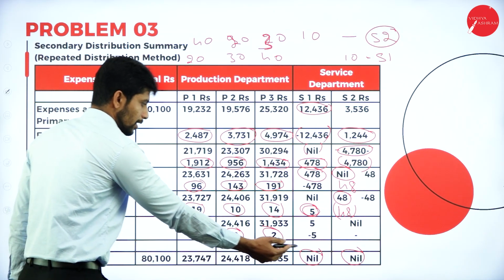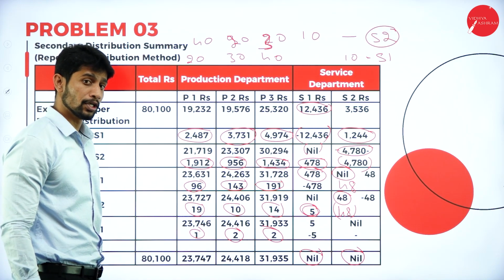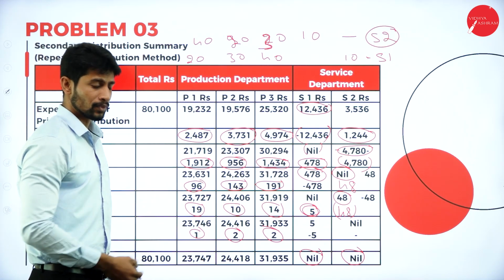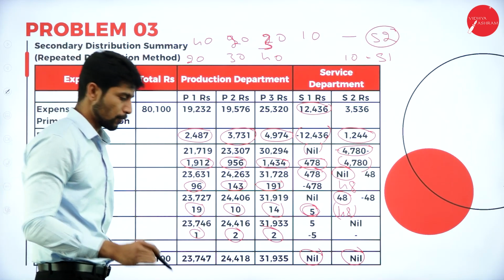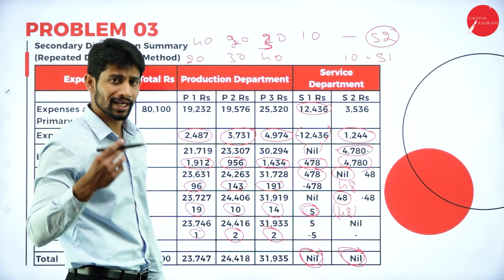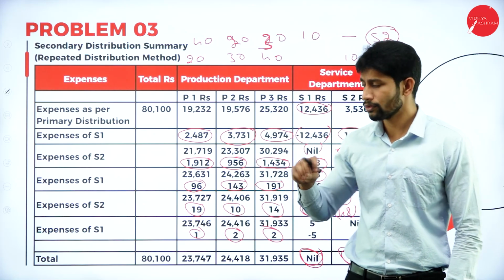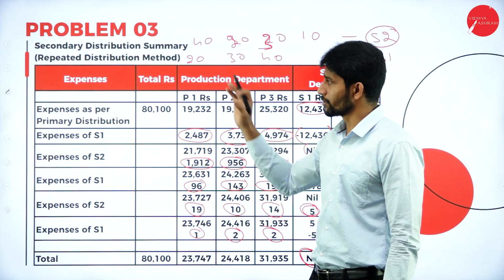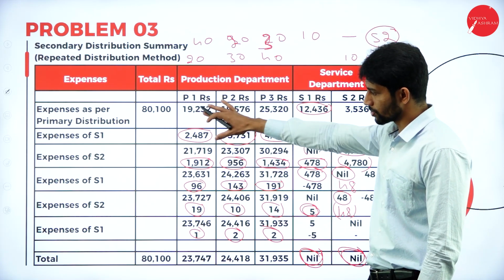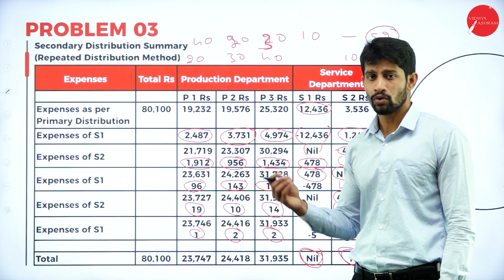So distributed all the value with respect to service department 1 and service department 2 to other departments, that is production department 1, 2 and 3. So finally you are supposed to get nil with respect to service department 1 and service department 2. Then only you can assume that however you are going to solve the problem with respect to secondary distribution, it's going to be a proper one. So this is how you are supposed to distribute with respect to secondary distribution under overheads.